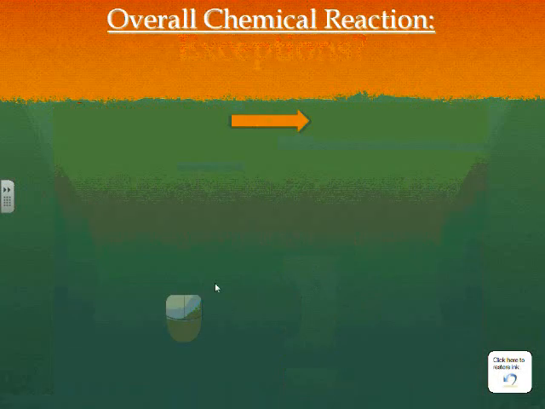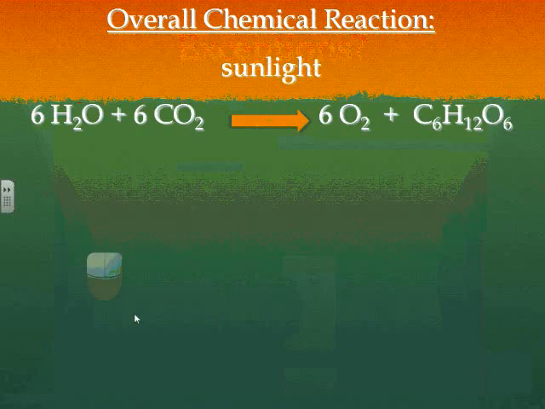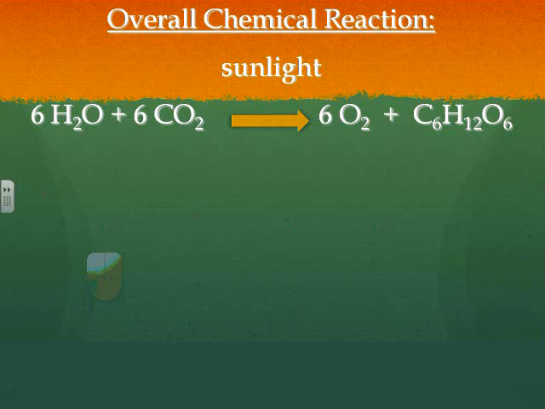So, the basic chemical reaction for photosynthesis is that you are putting in water and carbon dioxide. Sunlight is that energy that we need to boost the reaction, and what you're going to get out is oxygen and glucose.